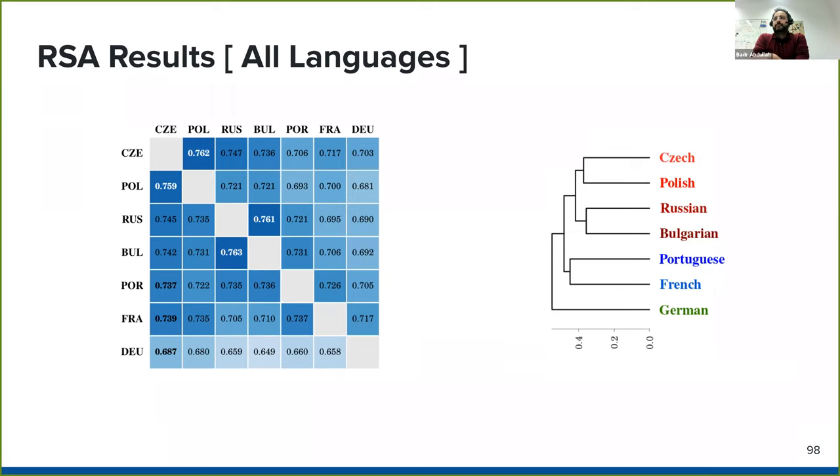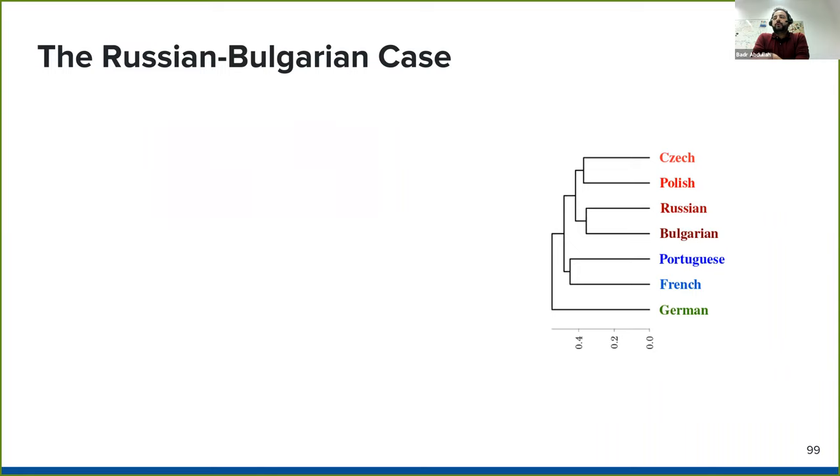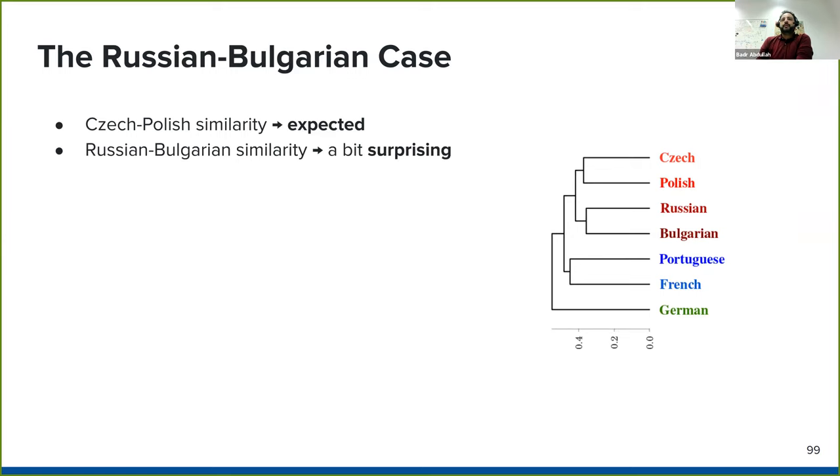But something that was surprising here is the case of Russian and Bulgarian. We expected Czech and Polish to be the most similar language pair, but it seems that from the model's perspective, Russian and Bulgarian is the most similar language pair. To think a little bit about this case, the Czech-Polish similarity here is kind of expected, given that both are West Slavic languages that are mutually intelligible to a great degree. But the Russian-Bulgarian similarity might be a little bit surprising.